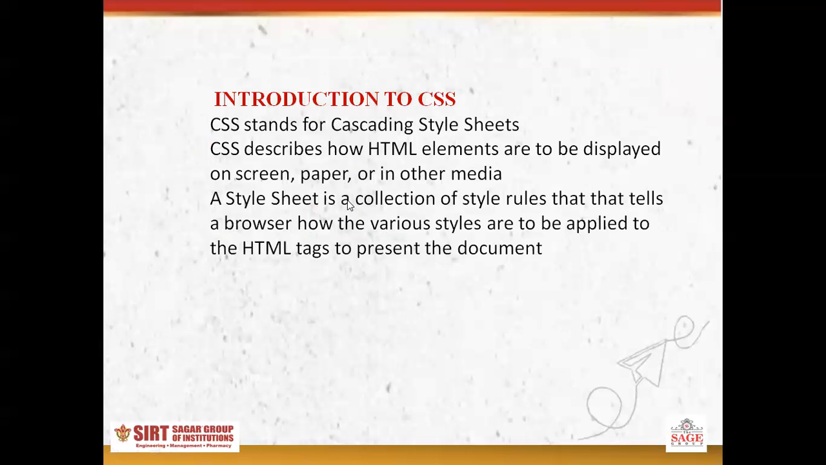So what is CSS? CSS stands for Cascading Style Sheet. CSS describes how HTML elements are displayed on your screen, paper, or in other media. A style sheet is a collection of style rules that tells a browser how the various styles are to be applied to the HTML tags to present the document. This is the basic information about CSS.